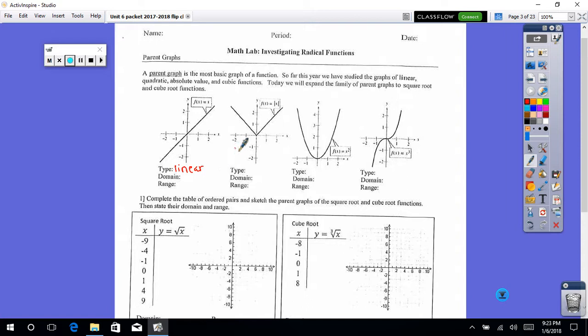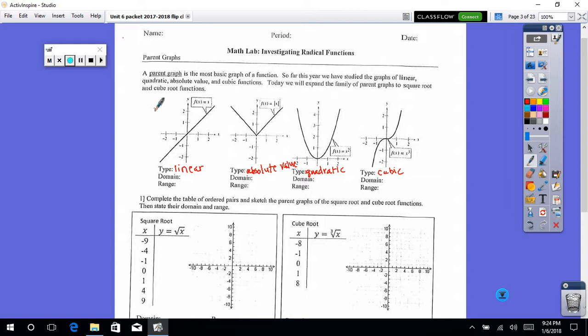We've done it forever. This guy right here you may not be as familiar with. This is the absolute value graph. Totally running out of room there. This is a quadratic. It's a parabola. We've dealt with parabolas for a long time now. And finally, the cubic.